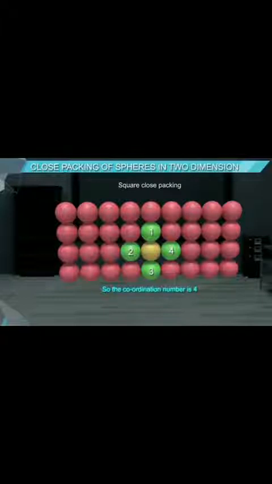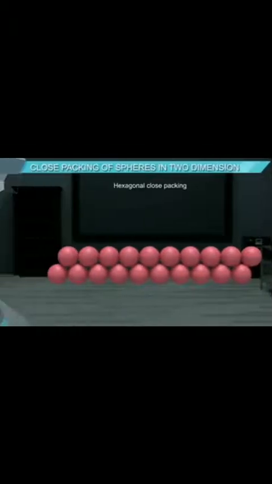So here, if we just see that each sphere is found to be surrounded or touched by four other spheres. And it is seen that they are forming a square. You can see here the yellow sphere is touching the green spheres which are 4 in number. So here the coordination number is 4. Right? So that is the square close packing.